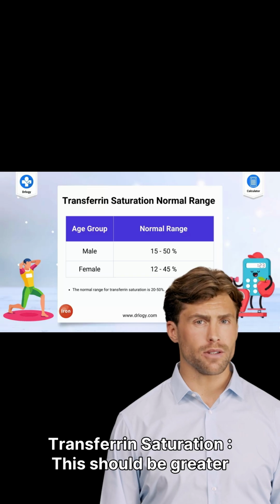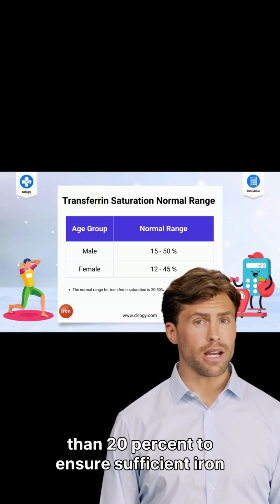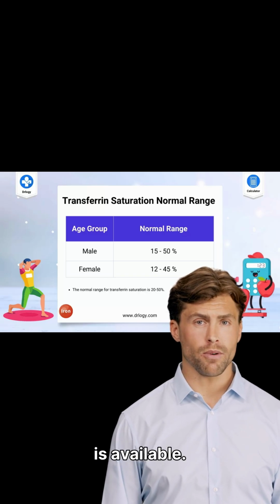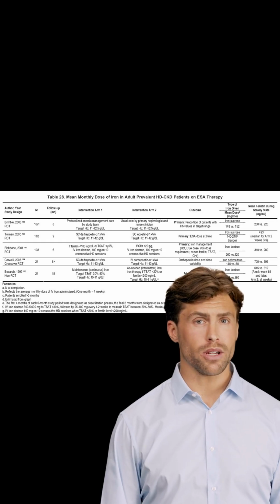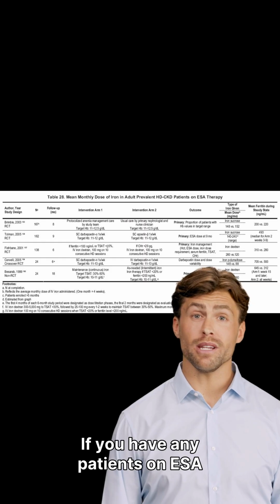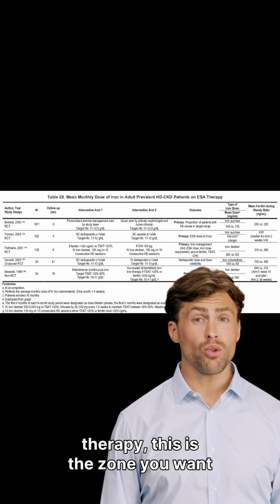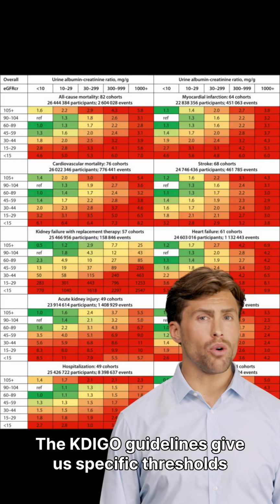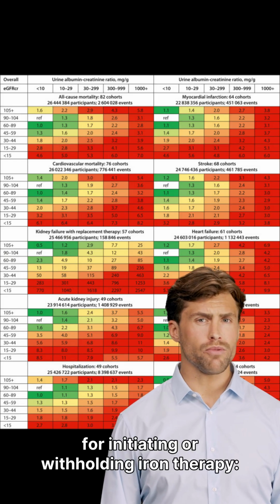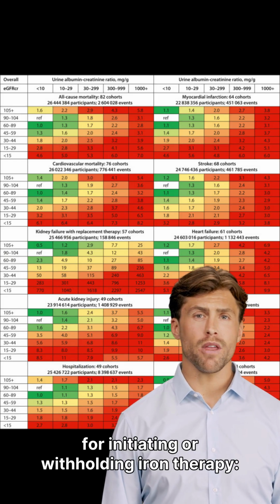Transferrin saturation. This should be greater than 20% to ensure sufficient iron is available. These are the classic minimum threshold goals for iron stores. If you have any patients on ESA therapy, this is the zone you want to aim for. But when should you start or stop iron therapy? Let's break it down. The KDIGO guidelines give us specific thresholds for initiating or withholding iron therapy.